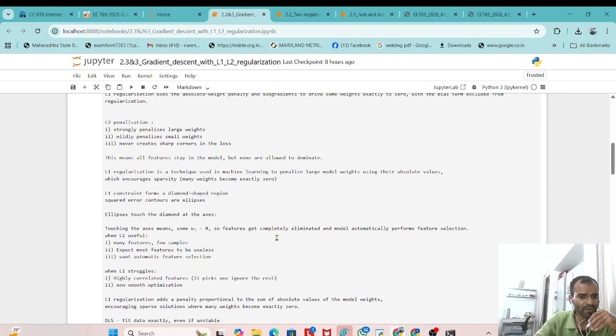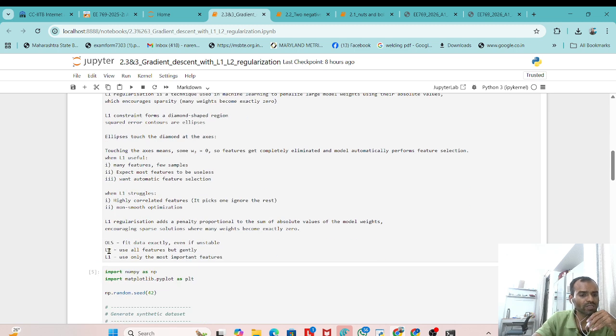How will that be eliminated? Right here you will find that L1 has a diamond shape constraint. The L1 constraint forms a diamond shaped region, and the squared error contours are ellipses. When the ellipses touch the diamond at the axis, that makes the weight zero, and that feature is automatically eliminated.